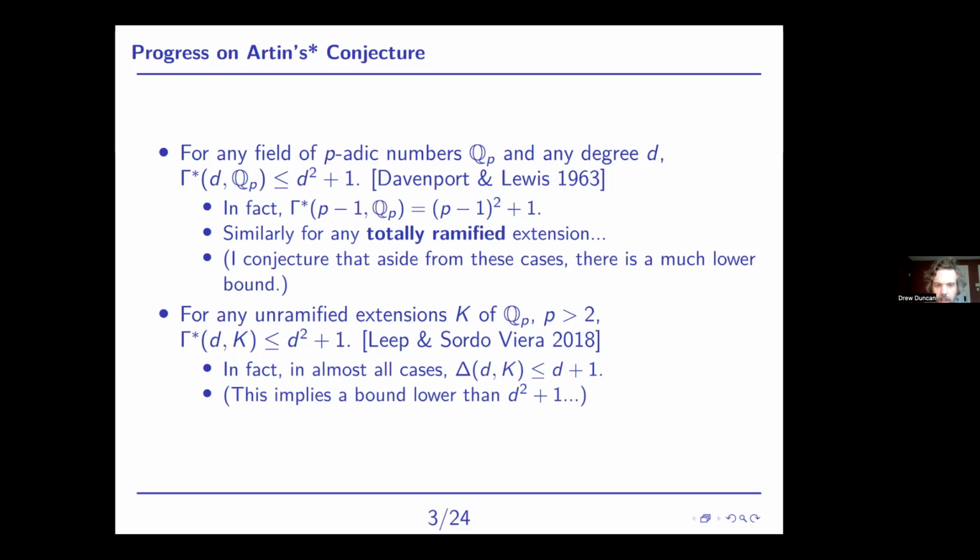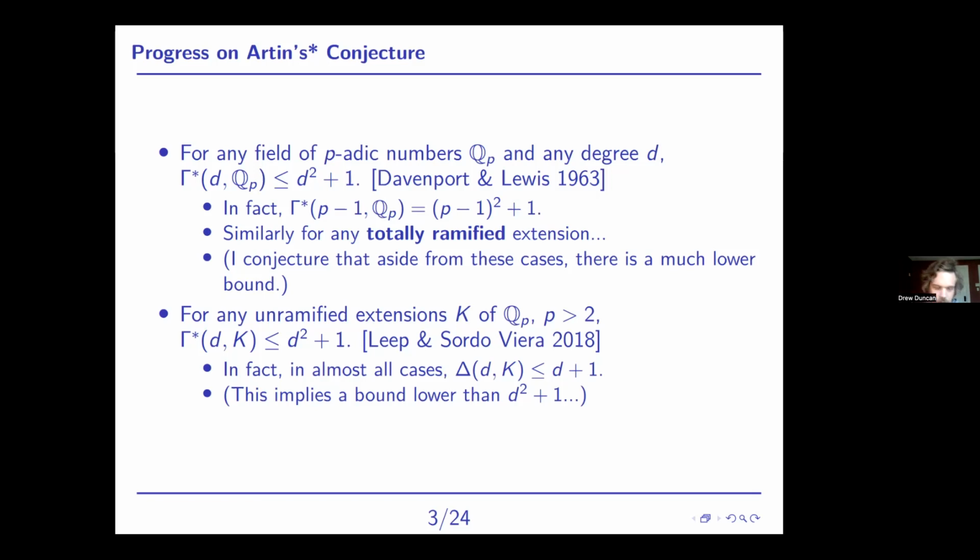And I believe that this conjecture is true, that this function is bounded by d squared plus 1. But I would go further and say that aside from these particular cases, there is a much lower bound. And I would even be so bold as to go a little further and say that this bound is strictly less than quadratic in d. Okay, so that's that paper from 1963.